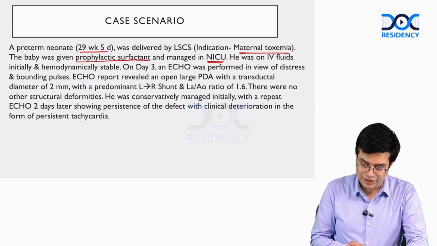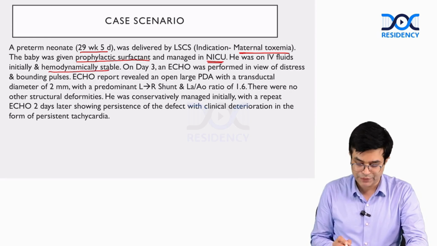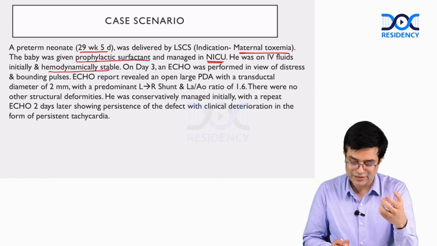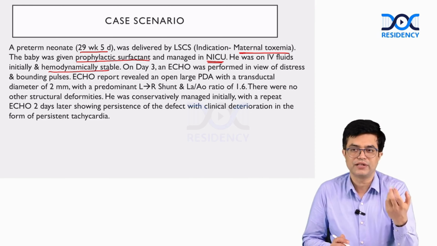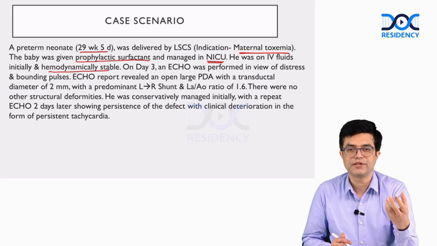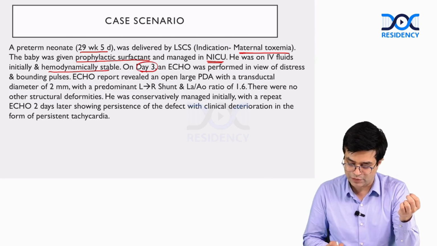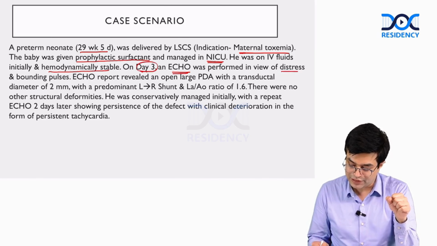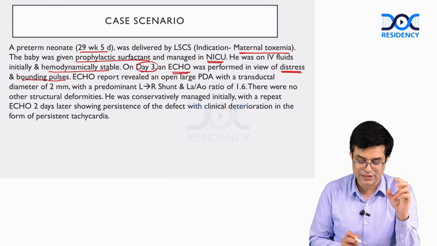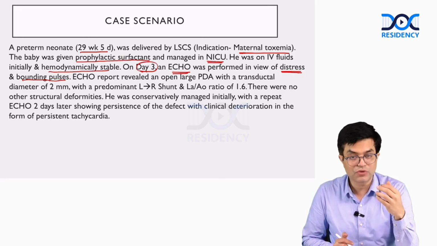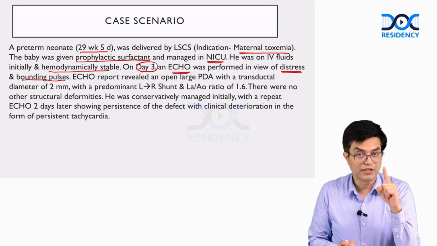He was on IV fluids initially and hemodynamically stable. Normally, we plan an echo after 24 hours, usually around 36 hours or so. But in this child, because he was in ICU and surfactant had been given, and the logistics are also there, on day 3 an echo was performed. No harm in that. The echo was performed in view of some distress and bounding pulses present in the patient. The child was otherwise stable, but some distress and bounding pulses were present. And it is a preterm child, remember.